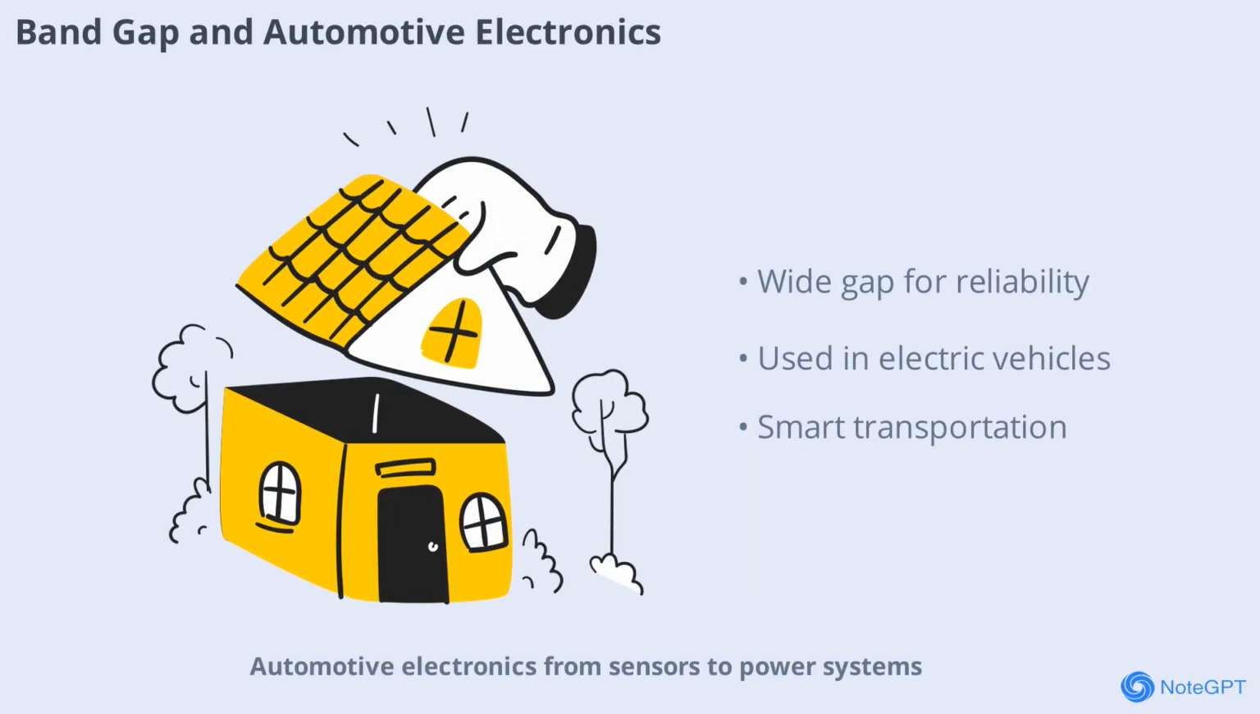Automotive electronics, from sensors to power systems, use semiconductors with wide band gaps for reliability and performance. These materials can withstand high temperatures and voltages, making them ideal for electric vehicles, advanced driver assistance systems, and automotive safety features. The band gap is key to the future of smart, efficient transportation.